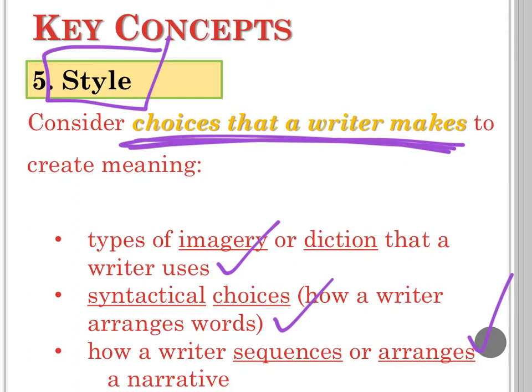For example, the Odyssey that we are going to read here in a couple of weeks is arranged very particularly. Why is it arranged that way? The movie Pulp Fiction, if you've seen that movie, is arranged in a very particular way. So that's one consideration when you think about style.